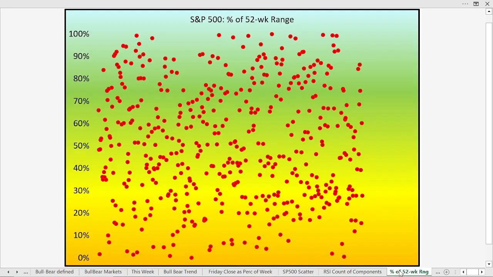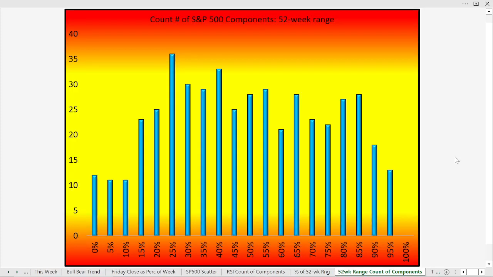We see here every red dot represents one stock in the index, and this is plotted on its own 52-week range. So we see a market that's very spread out. You have just as many stocks near the lower end of their annual range as we do at the upper end of the range. Here we see the count, the number of stocks trading, for example, at the 50% level of their annual 52-week range. We have just as many stocks trading near the lower end as we do at the upper end.